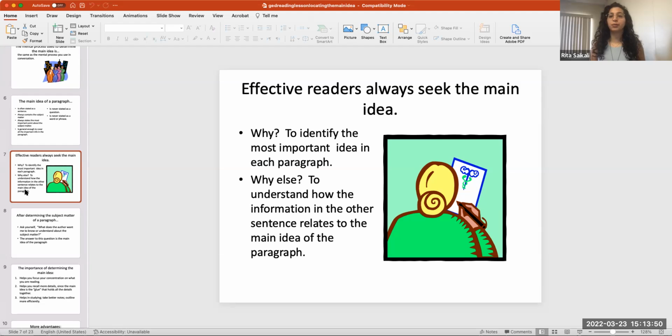Okay, so effective readers always seek the main idea. You always want to find the main idea, especially if you're taking a test and you don't have time to read every single word. The main idea is important. To identify the main idea is important in each paragraph because usually each paragraph has its own main idea. Why else can it be important? Well, to understand how the information in the other sentences relates to the main idea of the paragraph. Every other piece of information in that paragraph is most likely related to that topic sentence.